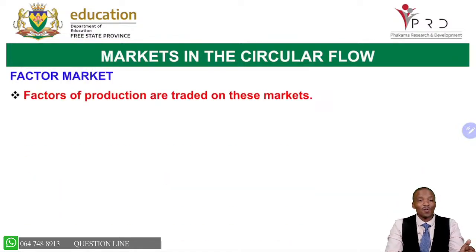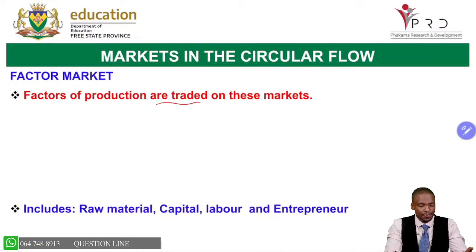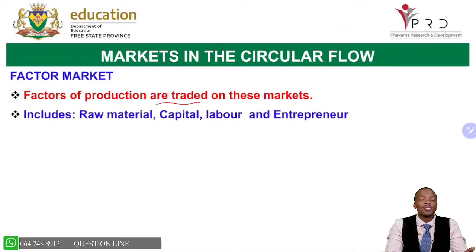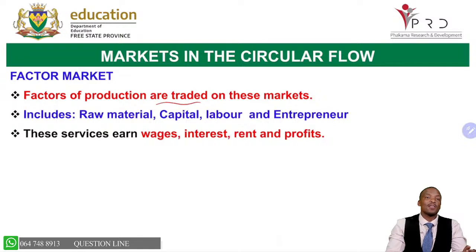Markets in the circular flow, which is one of the essays that was identified as per the 2021 exam guideline. The first market that we get is the factor market, where factors of production are traded. These factors of production include land or natural resources or raw material, capital, labor, as well as entrepreneurship. These services earn what? Wages, interest, rent, and profits.